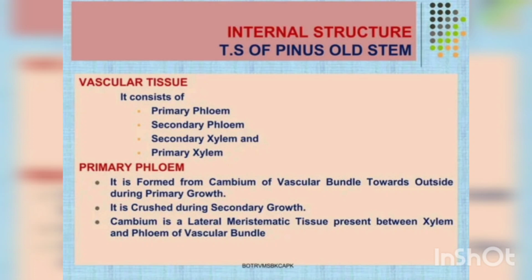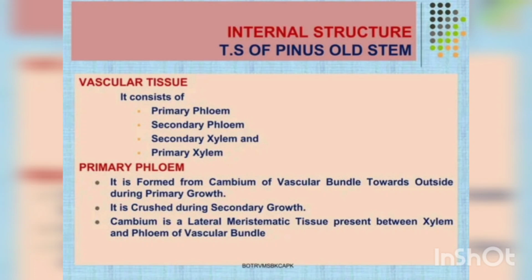Due to the secondary growth, this layer gets crushed, and the cambium, which is present in between the xylem and phloem, is responsible for the secondary growth. Because of the production of more phloem and xylem, the primary phloem gets crushed, and it cannot be differentiated in most of the stem.